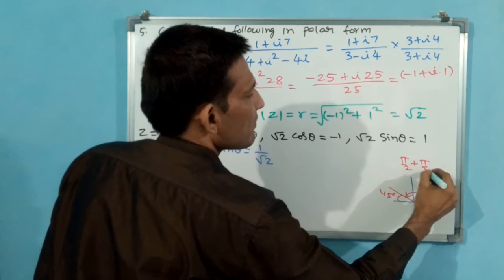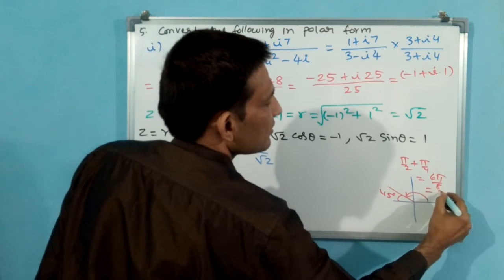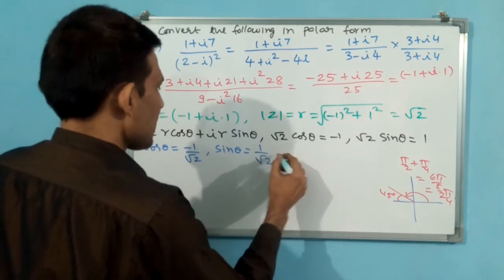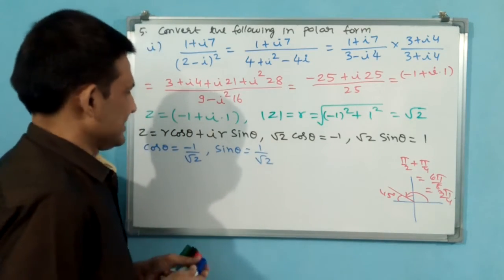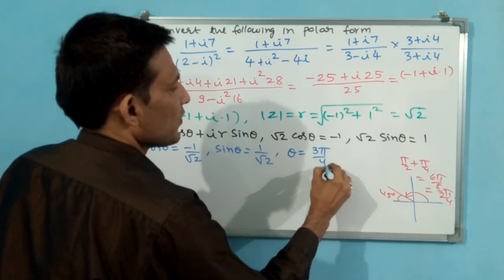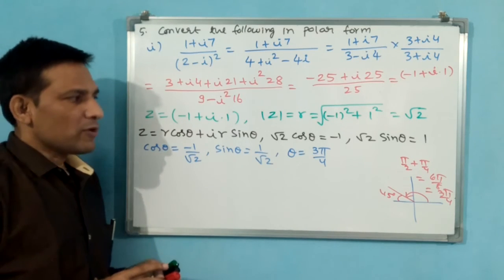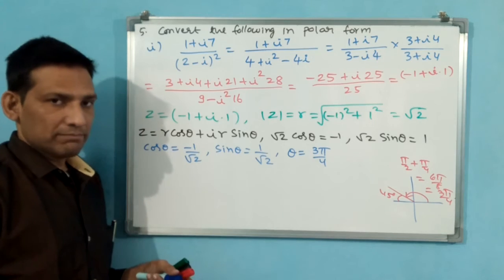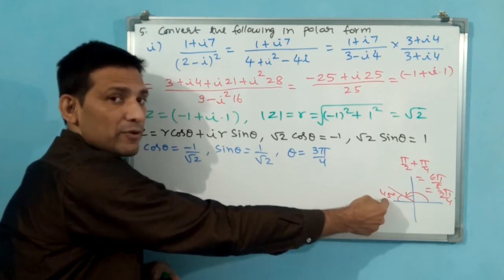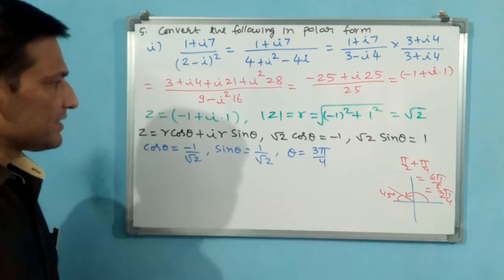Pi by 2 plus pi by 4, 2 pi plus pi, 3 pi by 4. Is it okay? Theta is equal to 3 pi by 4. Why? Because see, pi by 4 plus pi by 4 plus pi by 4, 3 pi by 4 is going to come. Pi by 4 plus pi by 4 is 90 degree, pi by 2, and another pi by 4. Why? Because one pi by 4 is here. Like that you have to find this theta, the argument.